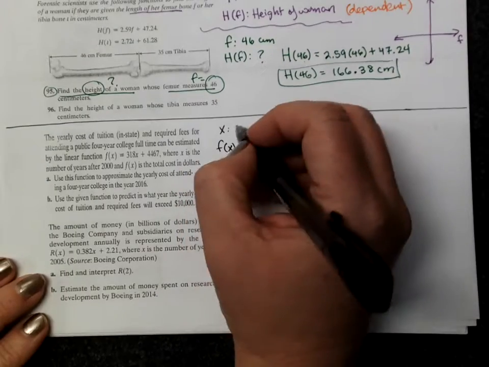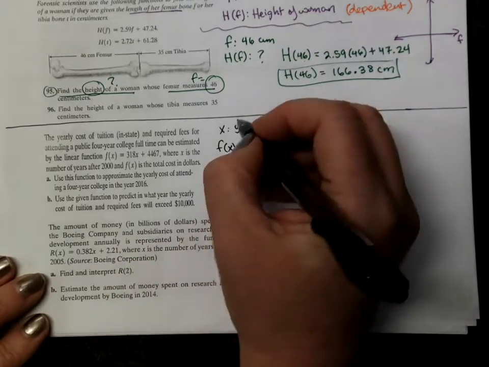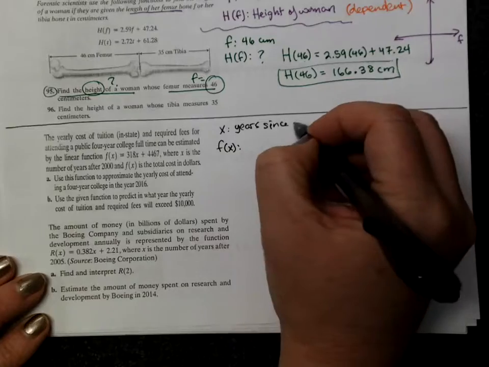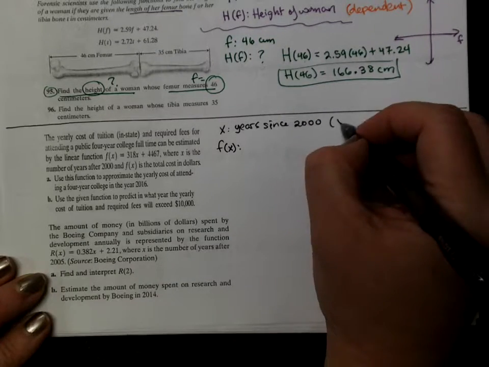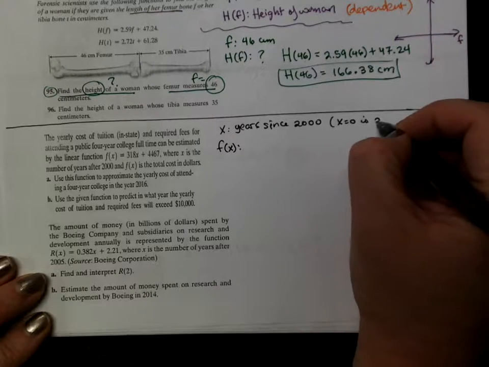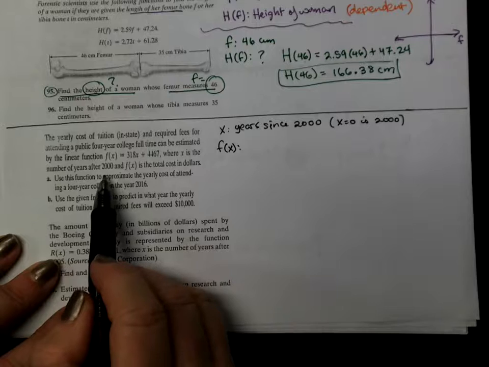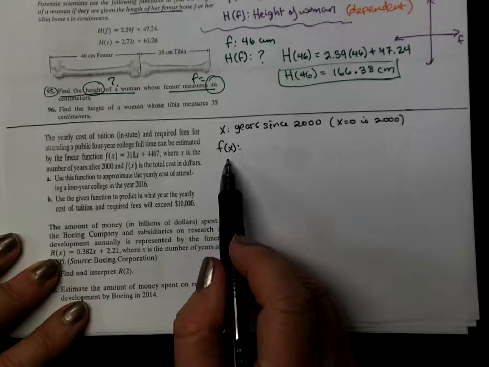So x is time. It's specifically years, as it says, number of years since 2000. Which means, just as I said, x equals 0 is the year 2000. And so each year after that, x equals 1 is 2001, x equals 2 is 2002, and so forth. Just be careful if it doesn't begin in 2000, because then you have to do a little more adding and subtracting. Now, what is f of x, the value of the function, or your y value?